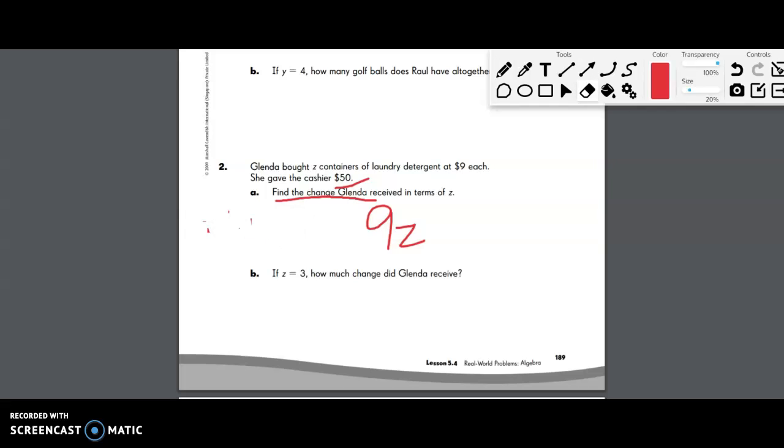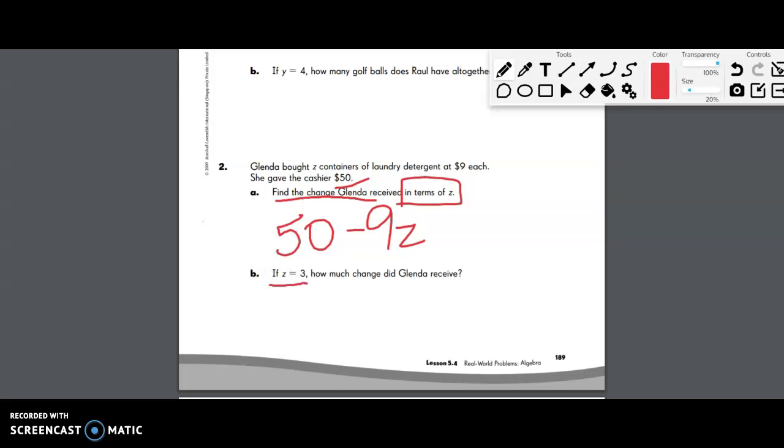And I know I need to find the change, so I need to do 50 minus however much she spent. Because she spent $9 times however many containers she bought. And the subtraction is how I can find the change that she got. That's my answer in terms of Z. So my answer has a Z in it.